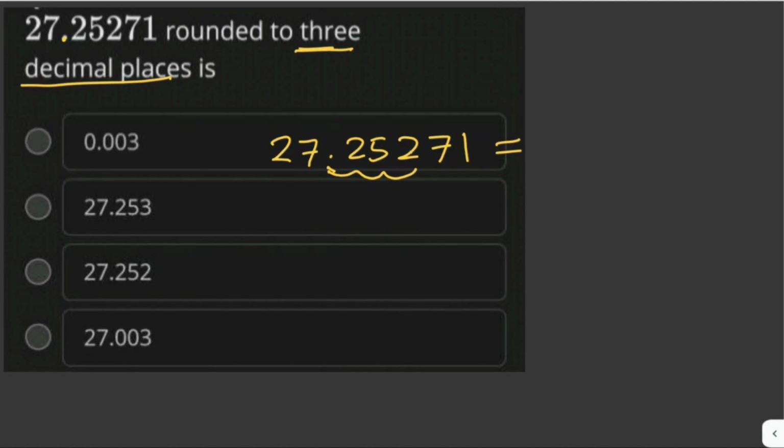Okay, but the number next to 2 is 7, which is more than 5. So we just have to add 1 to 2. So we add 1 here. So this would become 27.253. So this is the answer here.